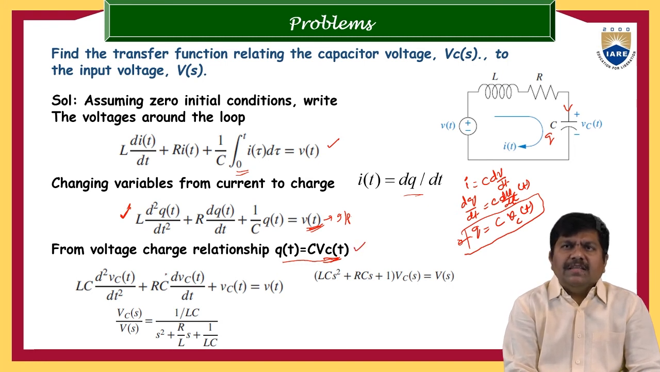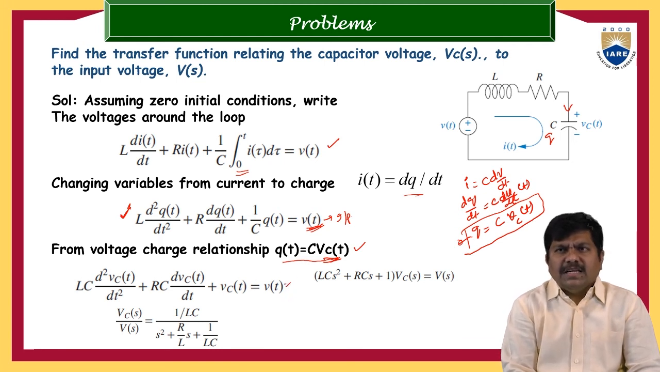Now take L into d square q(t) by dt square. Since q(t) is equal to C vc(t), substituting here: L into C d square vc(t) by dt square plus R into C into dvc(t) by dt plus q(t) by C, which is vc(t), is equal to v(t). After getting this, straight away you apply the Laplace transform.